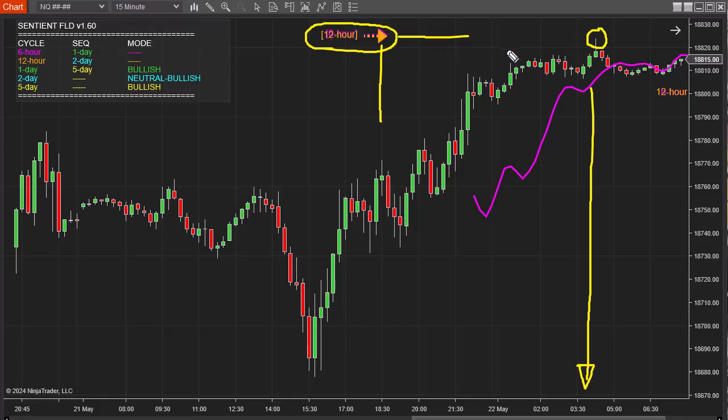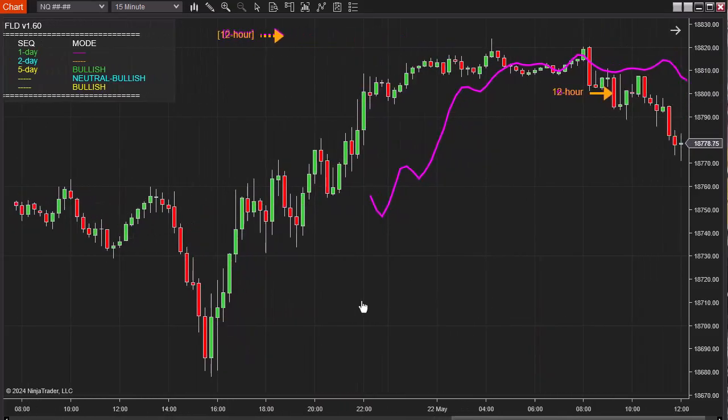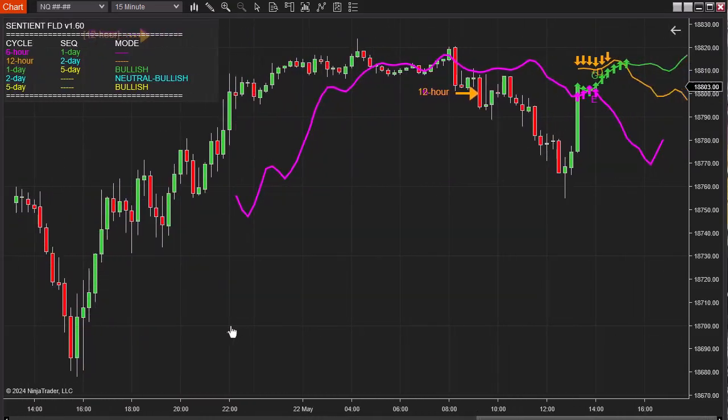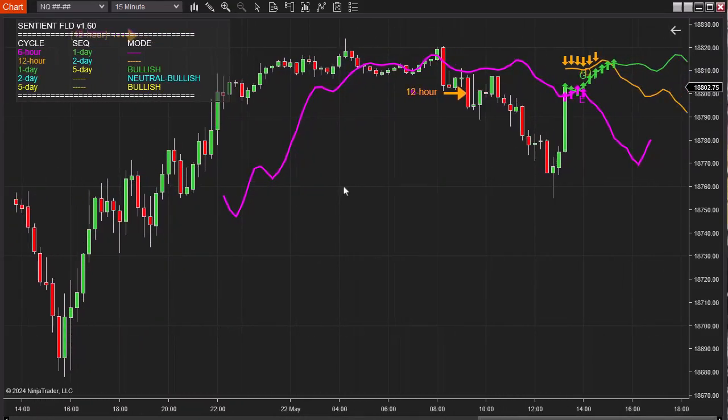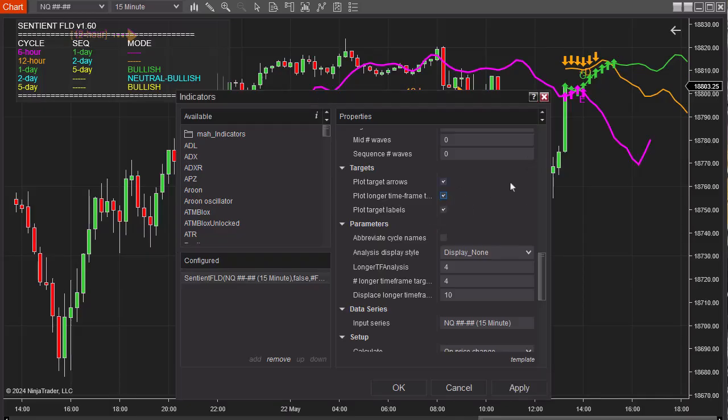So because of that big delay in time, is it possible that some other cycle was drawing price up to reach a target? The way in which we can consider that is by displaying longer time frame targets on our chart. So let's do that. In the properties, you will see here a setting for plot longer time frame targets. That word targets is just cut out. There we go, plot longer time frame target arrows. So I'm going to select yes for that.